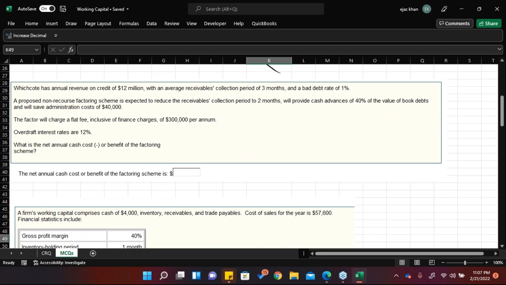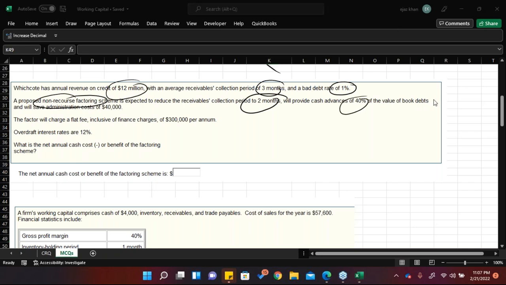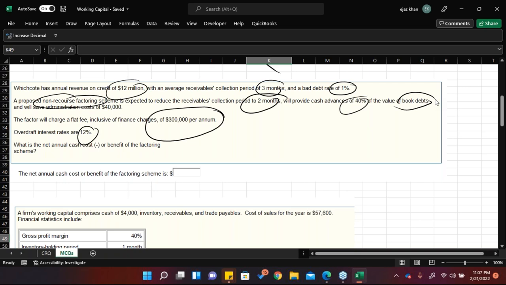Okay, now we have another question for factoring. A company has annual revenue on credit of 12 million with an average collection period of 3 months and a bad debt of 1%. A proposed non-recourse factoring, which means all the bad debts will be saved, is expected to reduce the receivable collection period to 2 months and will provide cash advances of 40% of the value of book debts, that is receivables. The factor will charge a flat fee inclusive of finance charges, 300,000. Overdraft interest rate is 12%. What is the net annual cash cost or benefit of the factoring scheme?